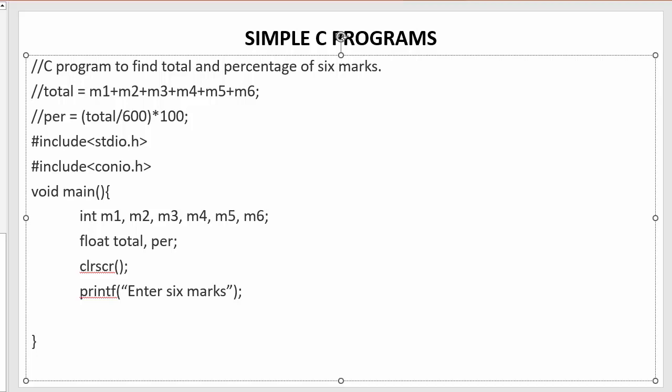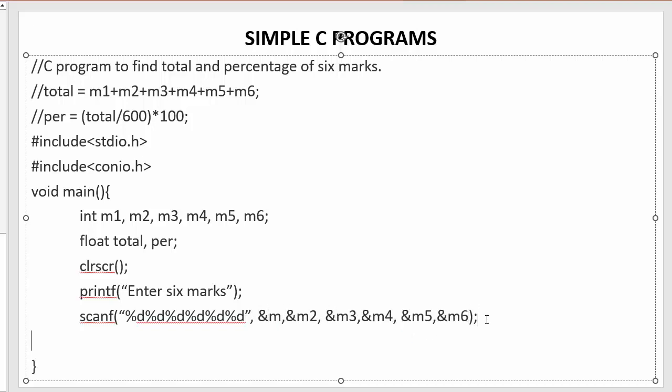Now to accept the values of 6 marks, you need to use the scanf function. Scanf, %d. Here you can see 6 times I have written %d, which is the format specifier. Why have I written %d as a format specifier? Because m1, m2, m3 up to m6, these variables will store whole numbers, integer values. Whenever you are dealing with integer values or whole numbers, you need to use %d as the format specifier. And then ampersand m1, next.